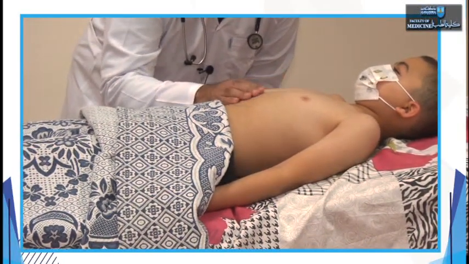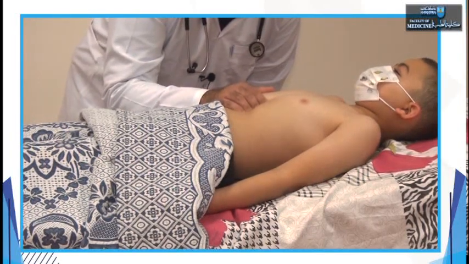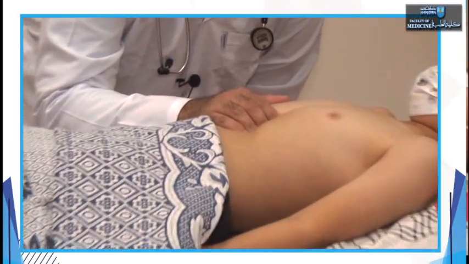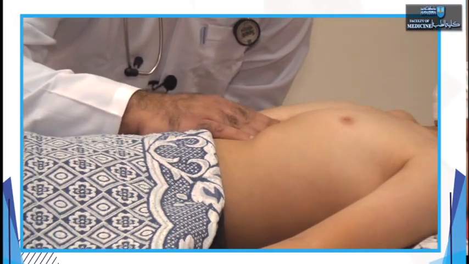Then we go into the epigastric area, searching for epigastric pulsations.